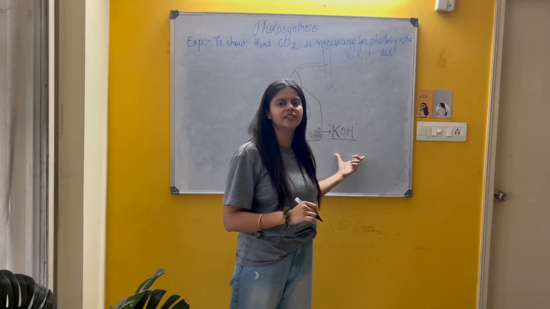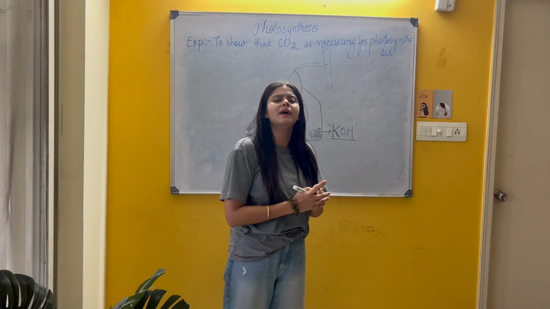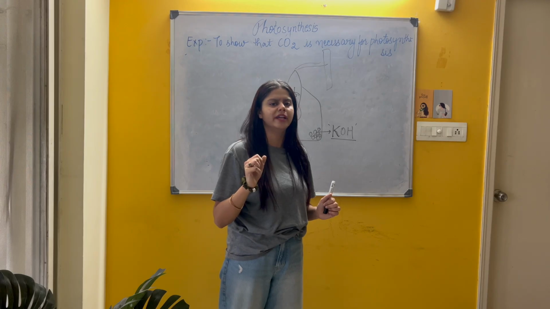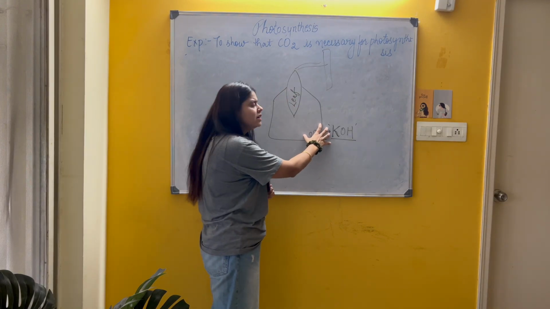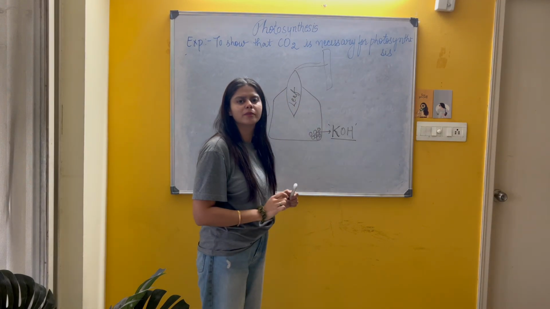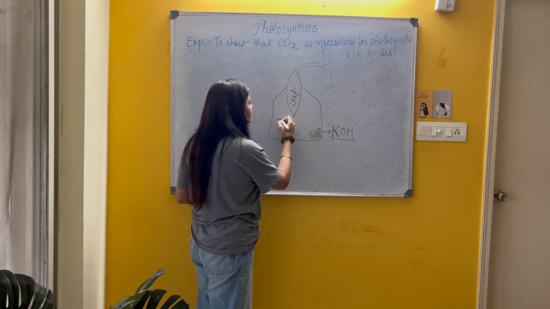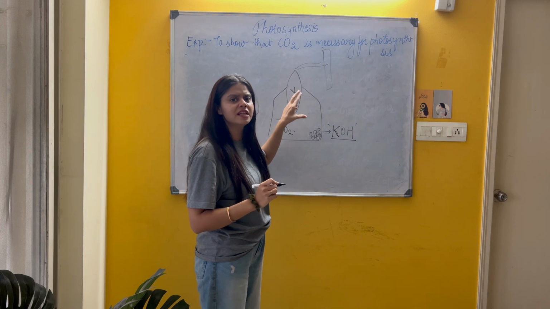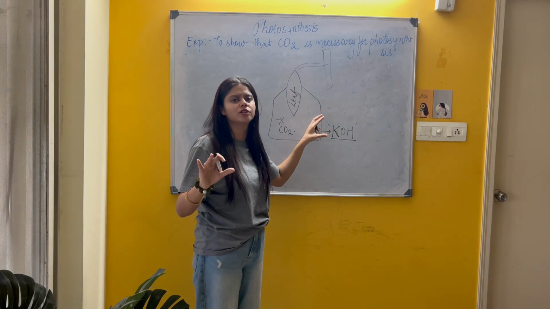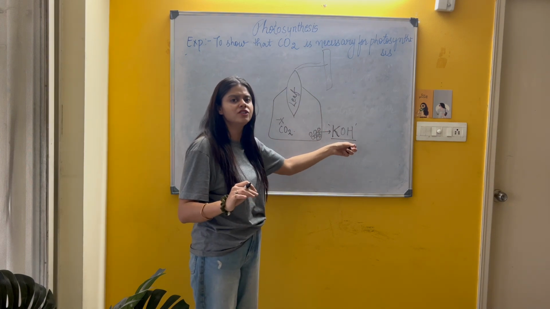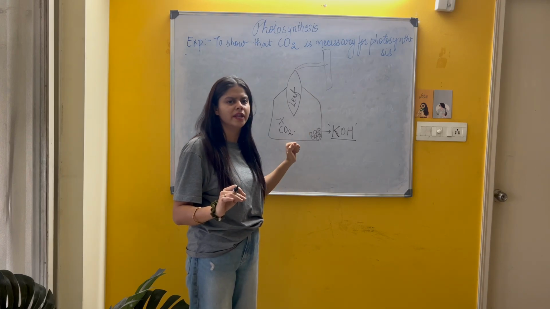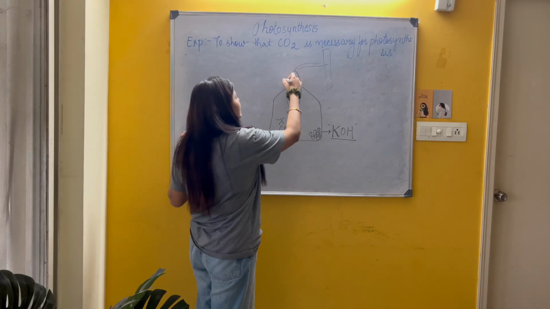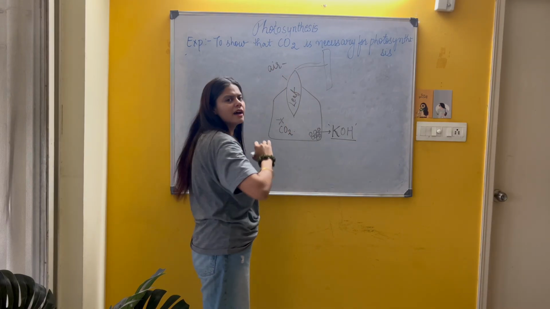Now what is the nature of potassium hydroxide? Potassium hydroxide has a tendency to absorb carbon dioxide from its surroundings. So this potassium hydroxide will absorb all the carbon dioxide from the beaker. So in the beaker there is no carbon dioxide present. So half the leaf is in the beaker which does not have any carbon dioxide because this chemical KOH absorbs all the carbon dioxide from its surroundings. The other part of the leaf is exposed to the air, is getting carbon dioxide.